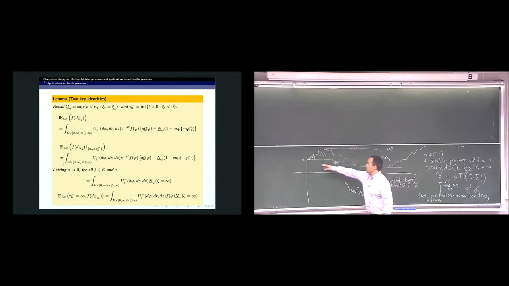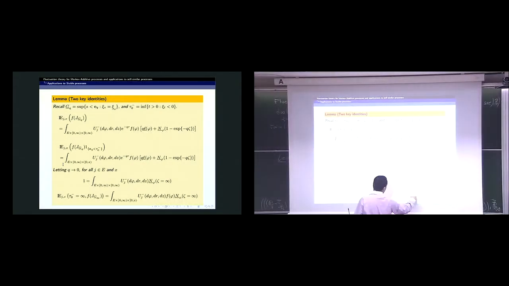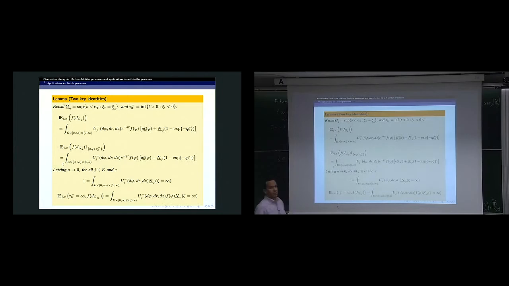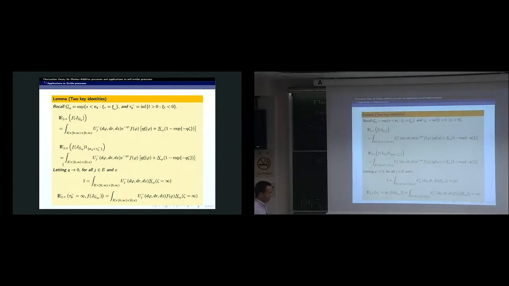But this is something, again, that is described by an infimum of the process. So it should be described in terms of the potential measure of the downward ladder height process. That is why we need these kind of formulas.